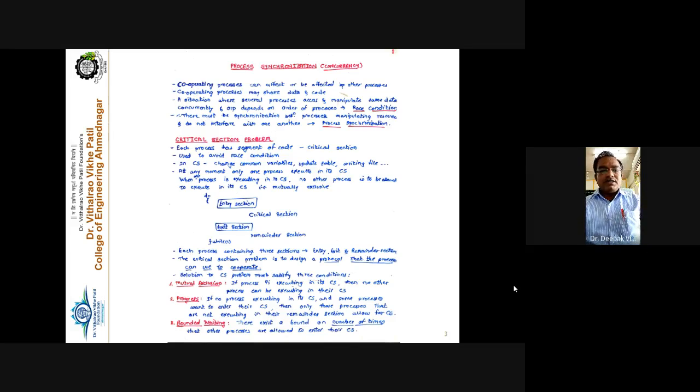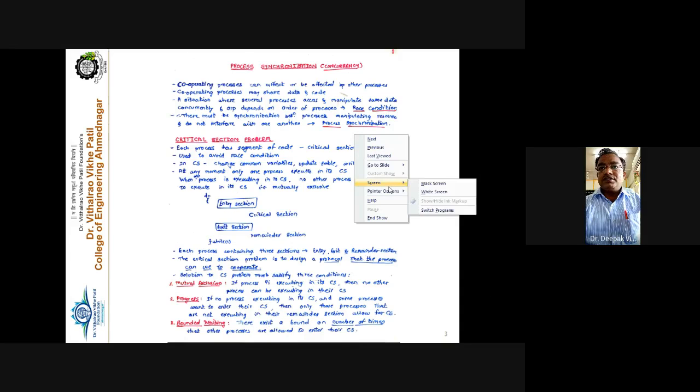This phenomenon is called the race condition. To avoid the race condition, we must ensure that there is proper process synchronization. So how does this race condition arise in the system?